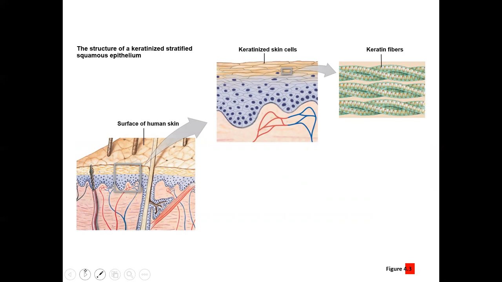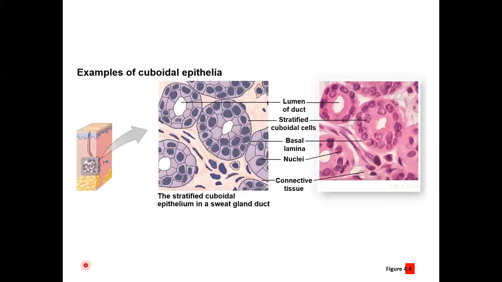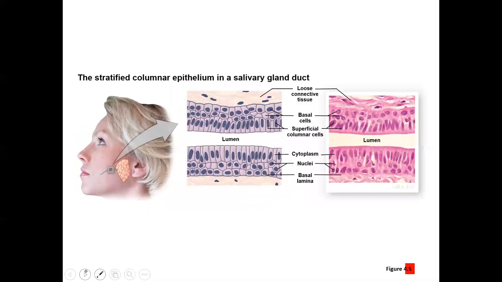Stratified columnar and stratified cuboidal epithelium are not very common. They're super rare. Find them in some of the larger ducts of glands, maybe in salivary glands or sweat glands. Here's stratified cuboidal epithelium in a sweat gland duct. Here's stratified columnar epithelium in a salivary gland duct. It's never going to be more than like three layers thick.